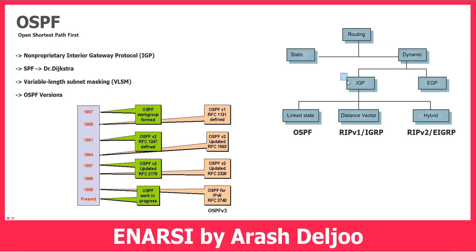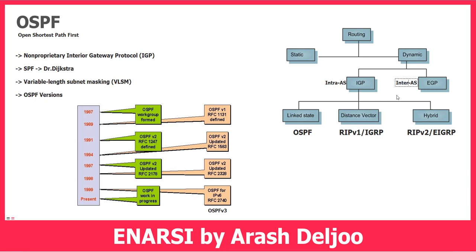The first protocol type is the IGP, or Interior Gateway Protocol. IGP protocols, or IGPs, work intra-AS, meaning inside of the AS. We call them intra-AS protocols, but EGP, or Exterior Gateway Protocol, works in between the ASes. Between the ASes means inter-AS protocols.